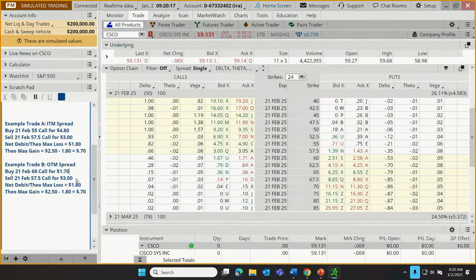So the cost of this trade is going down. Now, with the option that we sell, instead of selling the 57.5, let's maybe sell the 62.5. So I'm keeping the width of the spread the same.